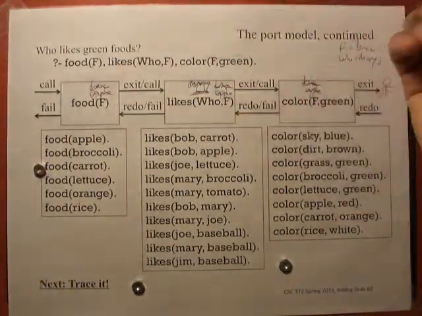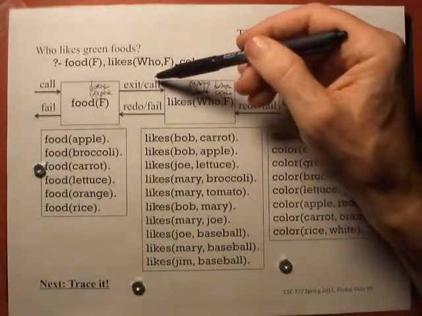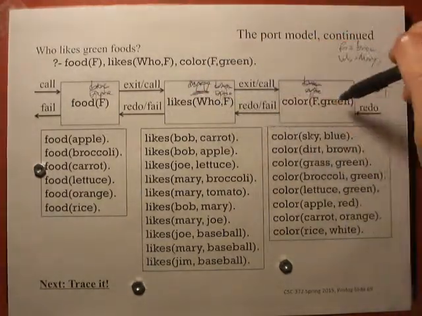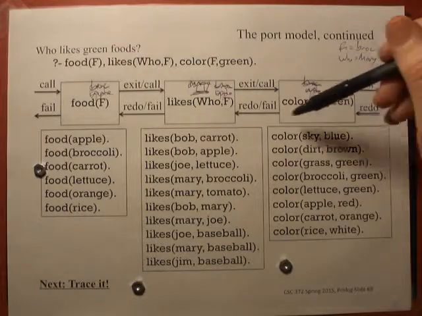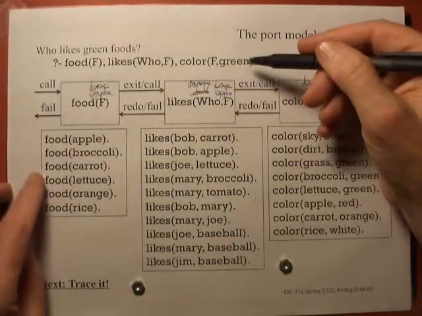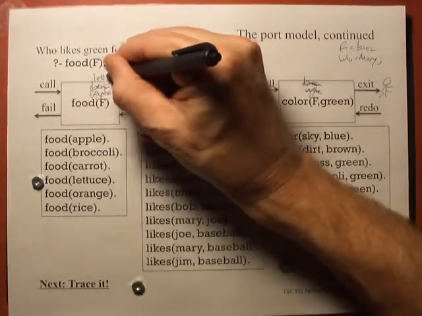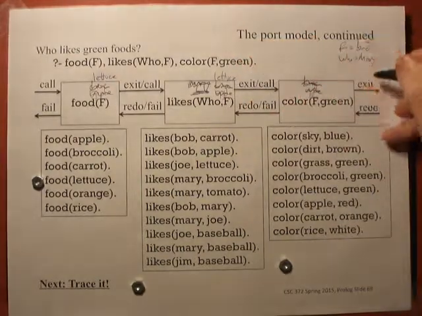And we won't work through this one, but we would see an exit here and a call to likes, and eventually this is going to end up failing because carrots aren't green. So we would then advance to lettuce here, and we will do this one. So this causes lettuce to be bound to food throughout.